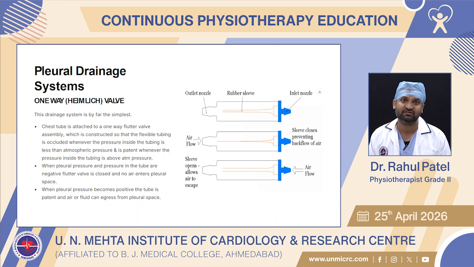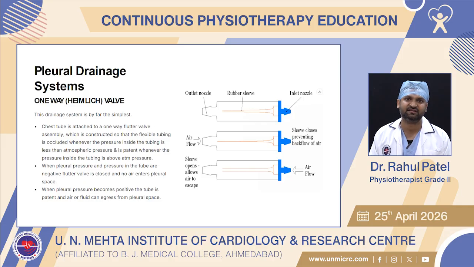One-way Heimlich valve. This drainage system is by far the simplest. The chest tube is attached to a one-way flutter valve assembly which is constructed so that the flexible tubing is occluded whenever the pressure inside the tubing is less than atmospheric pressure and is patent whenever the pressure inside the tube is above atmosphere.